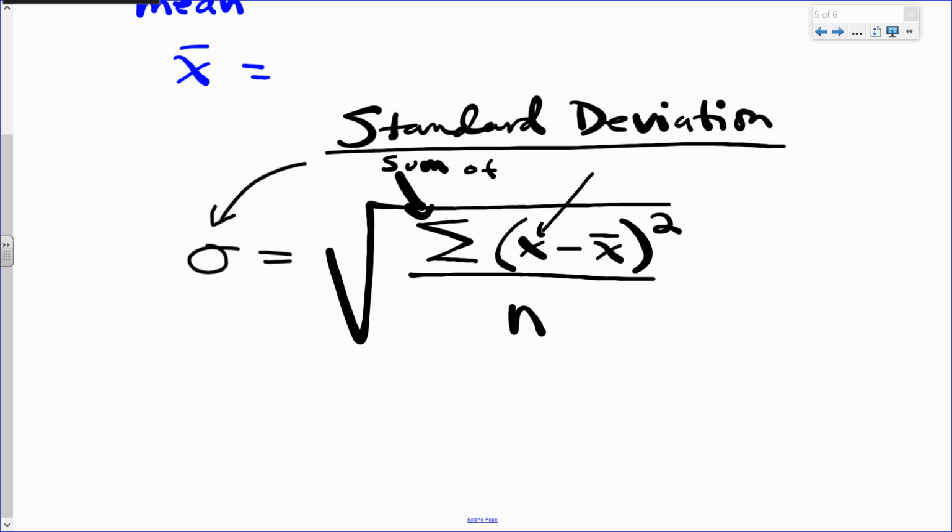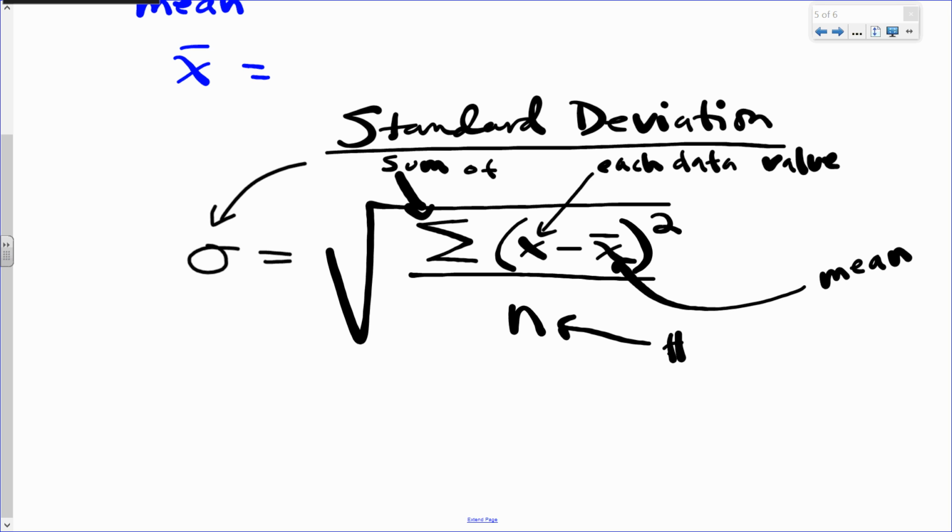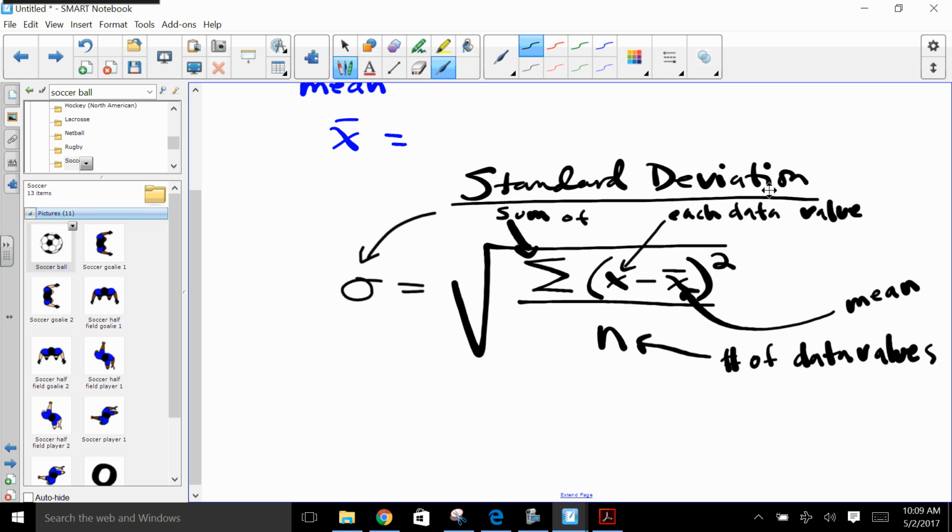So this x means each data value. You want to write nice and big. Each data value. X bar means your mean, your average. And n, as we went over yesterday, is the number of observations, or number of data values. Cool? Write that down nice and neatly because you're going to be using this a good amount of time, especially in that assignment 9.